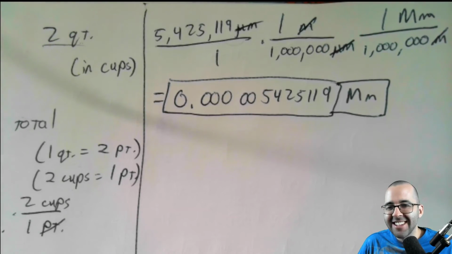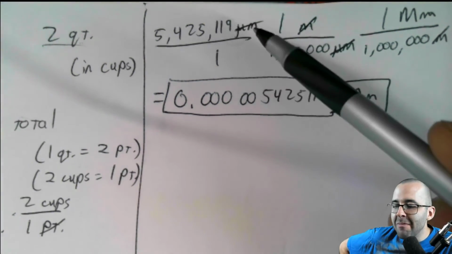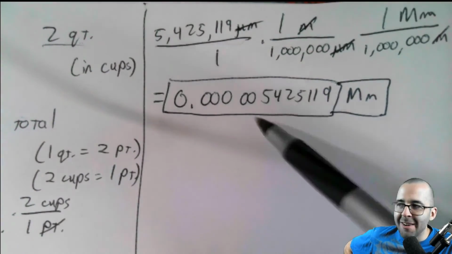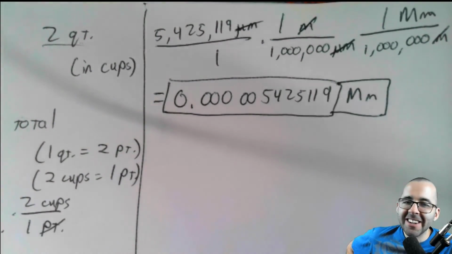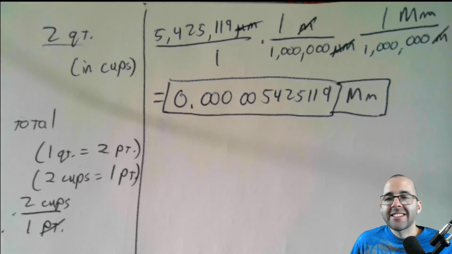All right. So a megameter is a big length. A micrometer is a very, very small length. So even though we had 5 million micrometers, that's not anywhere close to a megameter. All right, let's go on to the next one.